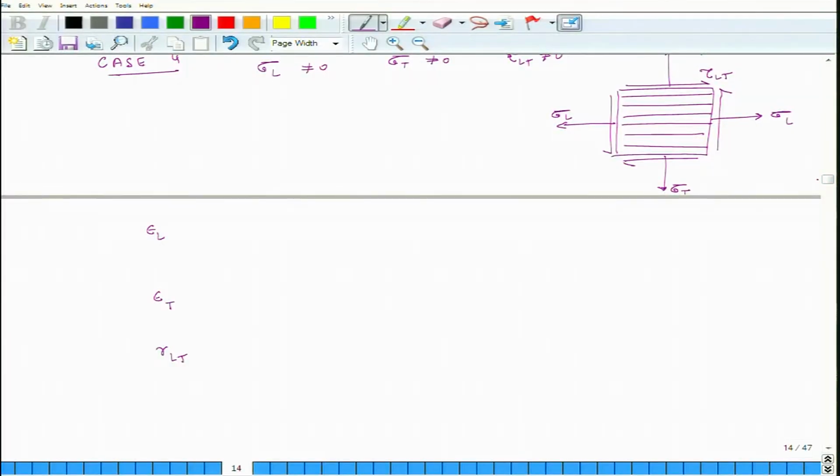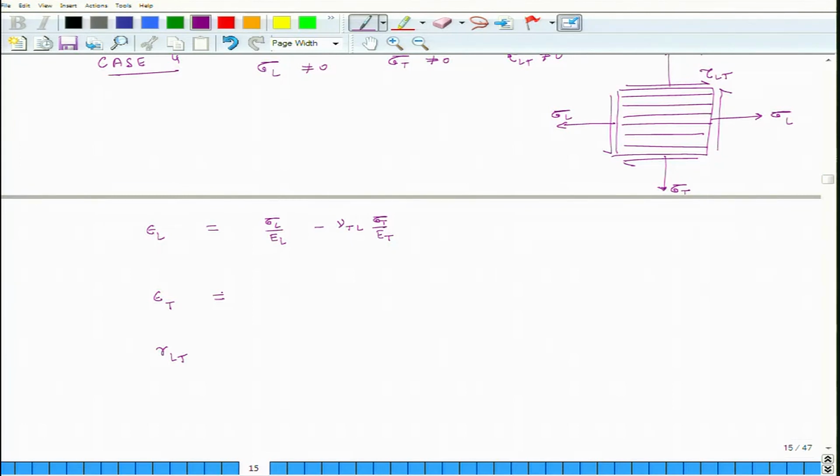So, overall strain in the longitudinal direction is strain in L direction due to sigma L. So, what is that? Sigma L divided by EL plus strain in L direction due to sigma T, and that will be the Poisson's component. So, it is minus mu TL sigma T over ET, and the shear stress will not create any extensional strain.